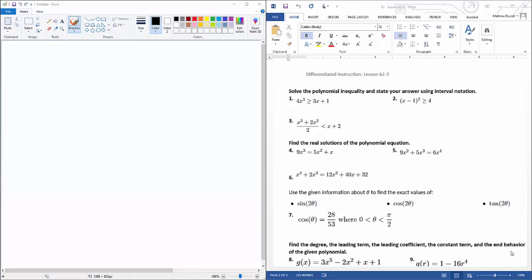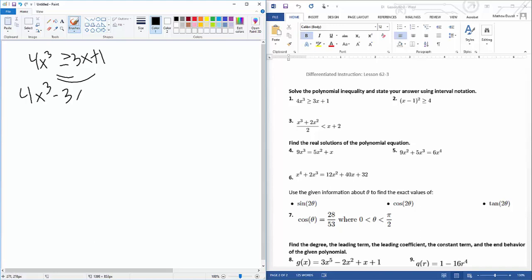All right, DI 62-3 says solve the polynomial inequality. So I have 4x cubed is greater than or equal to 3x plus 1. When we're trying to solve polynomial inequalities, I need to find all of the zeros, and then we put those zeros on the number line, and then I test the regions that are going to be true or false. So I'm going to subtract the 3x and subtract the 1, and I get 4x cubed minus 3x minus 1 is greater than or equal to 0.